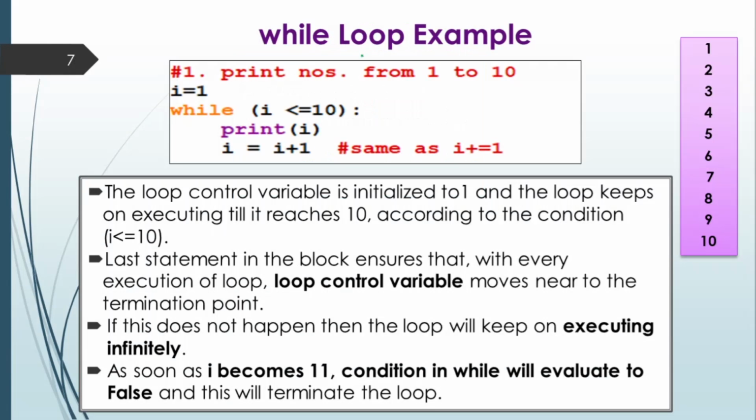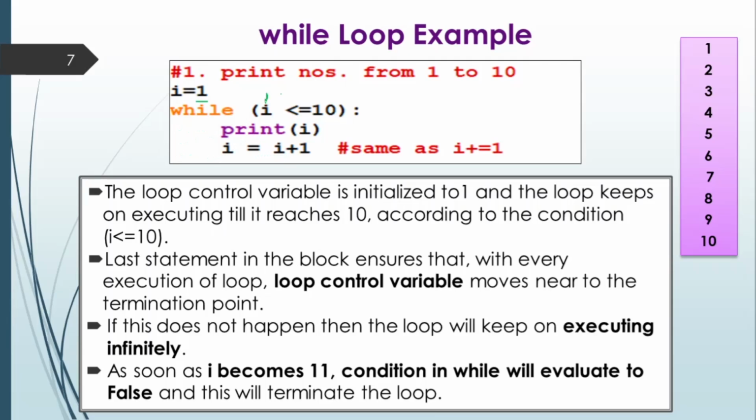Let us look at the example using while loop. The code is to print numbers from 1 to 10. First, the loop control variable is initialized to 1 and the loop keeps on executing until it reaches 10. The condition is i less than or equal to 10. So until the loop control variable reaches 10, the loop body, the two statements indented to the same level, print(i) and i = i + 1, will be executed repeatedly.